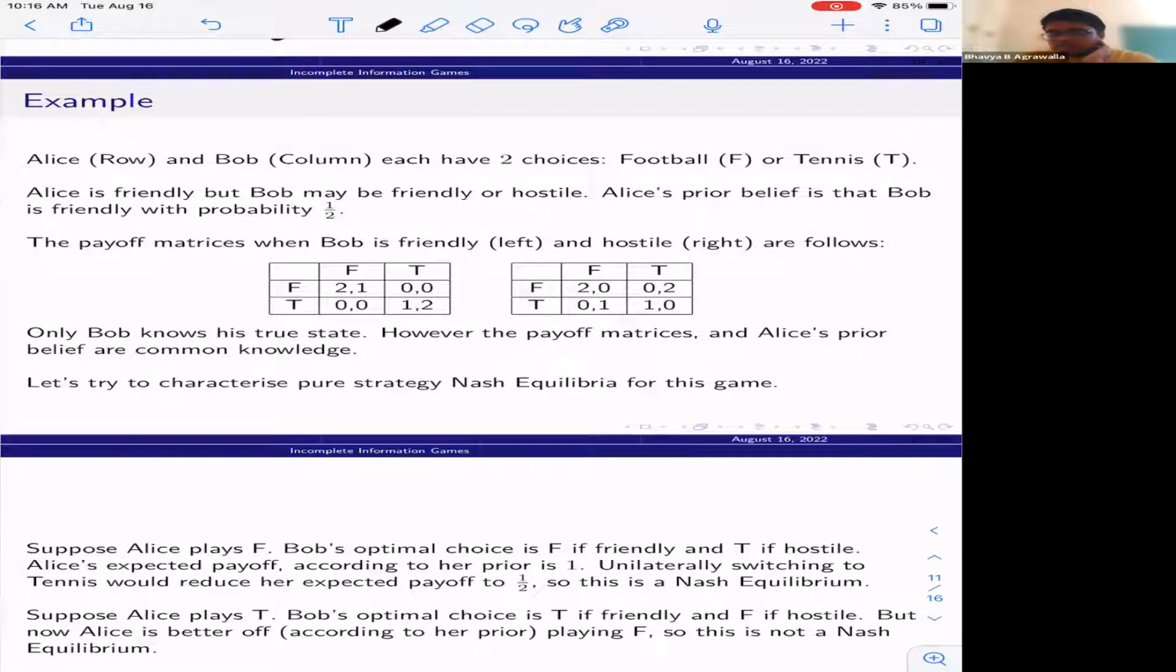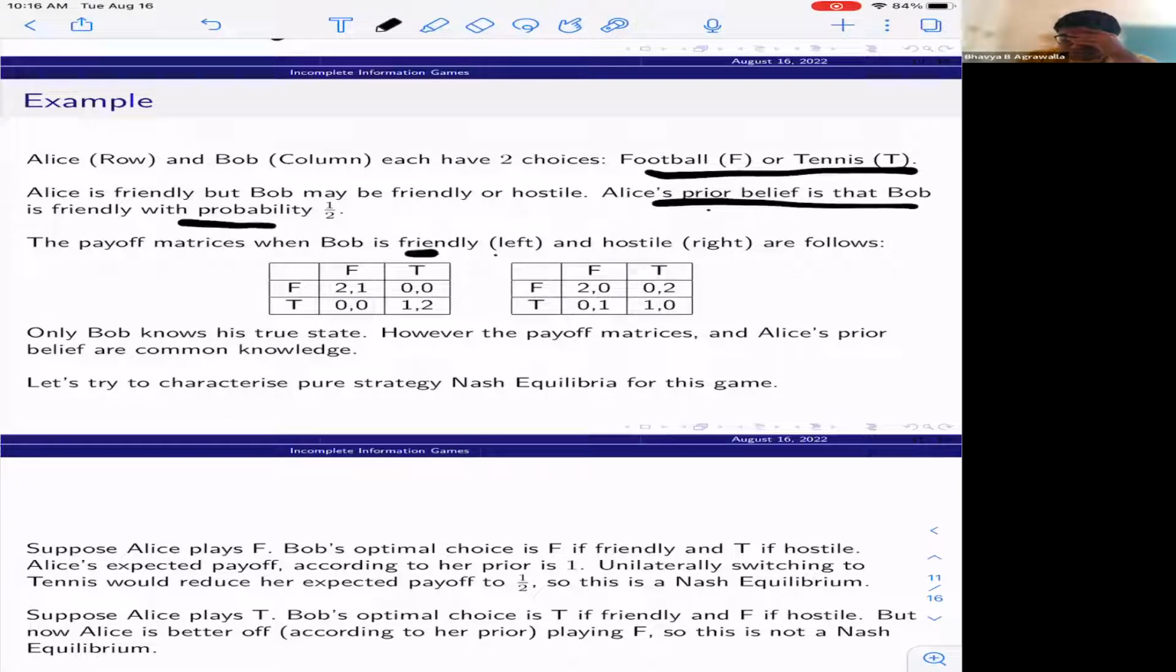Let's say we have two players, Alice and Bob, and each of them has two choices, football or tennis. Alice is a friendly person, but Bob may be friendly or hostile, and only Bob knows whether he is friendly or hostile. Alice has a prior belief on Bob's state, that he is friendly with probability half and hostile with probability half.